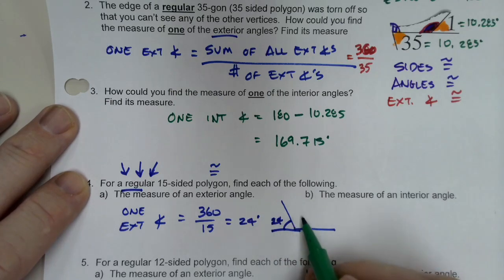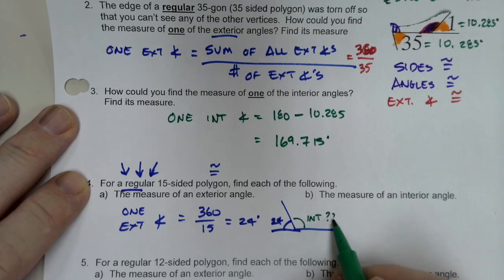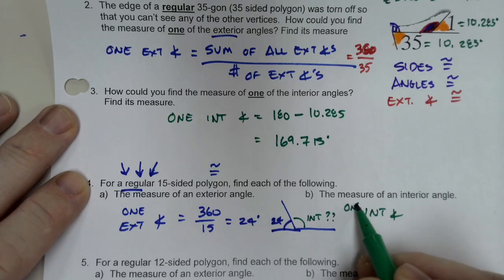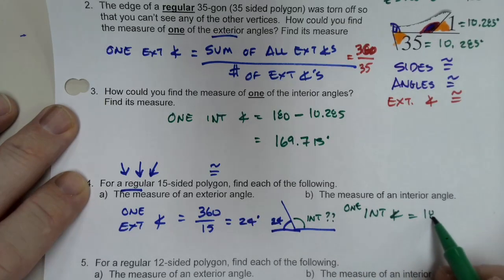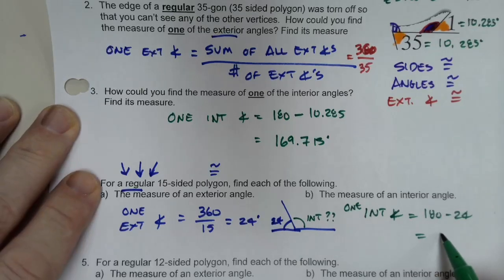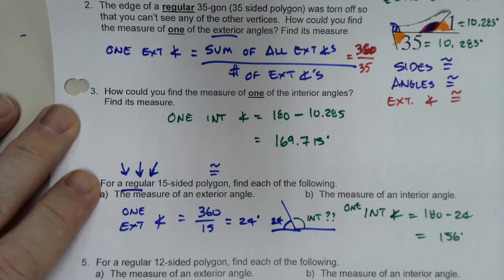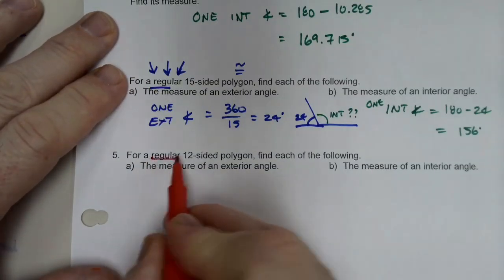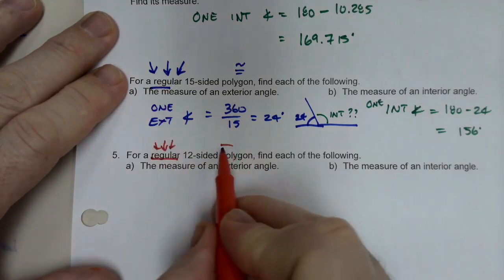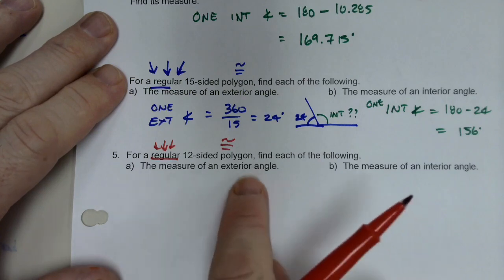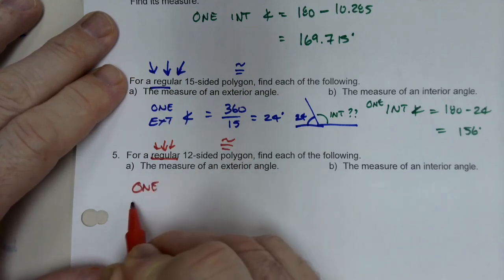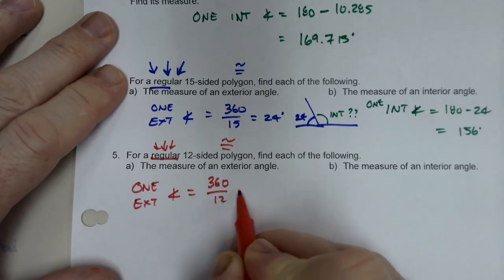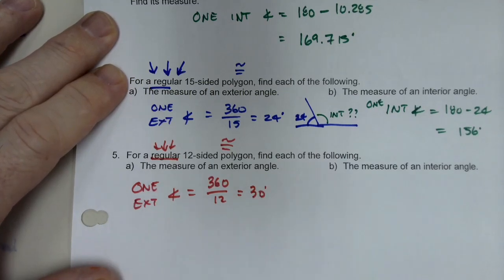So to find the measure of this interior angle, and this is just one of them, one interior angle, we're going to take 180 and subtract 24, and we'll get a 156 degree angle. Let's do one more example just to make sure we understand this. Key, regular, all angles congruent. Exterior, only one of them. One exterior angle will be 360 divided by 12, or a 30 degree angle.